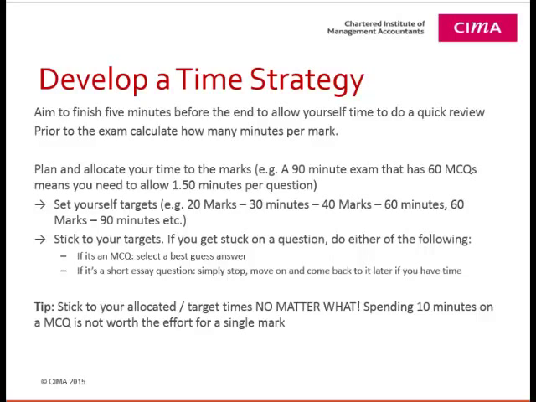You need to stick to your targets. We all get stuck on questions. And if you do get stuck on a question, do one of the following. If it's a multiple choice question, select a best guess answer. If it's a short essay question, simply stop, move on, and come back to it later if you have time. Stick to your allocated or your target times no matter what. Spending 10 minutes on one multiple choice question is not worth the effort for a single mark.